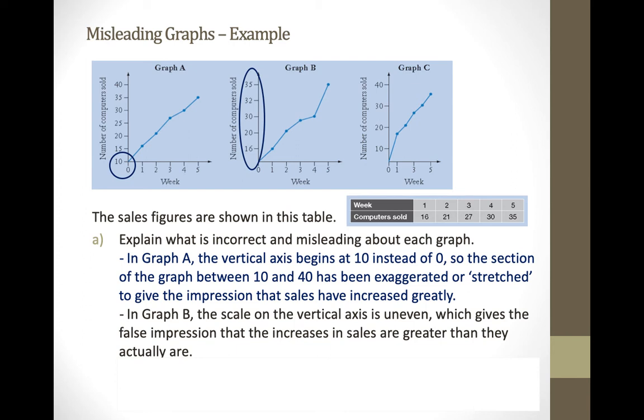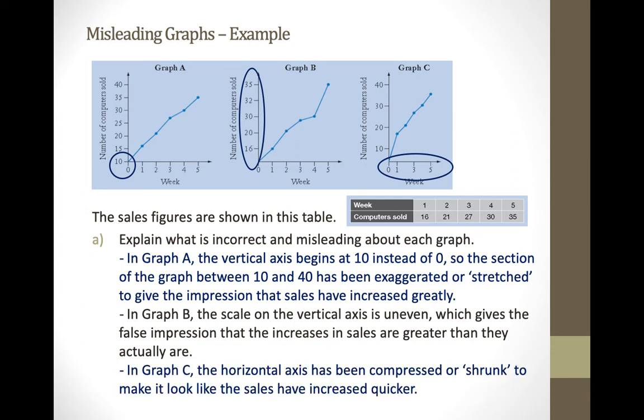For graph C, you probably saw it, the 1 is not evenly spaced out. What's happened is the horizontal axis has been compressed or shrunk to make it look like the sales actually increase steeper, like the steepness of that line is significantly higher than it should be.